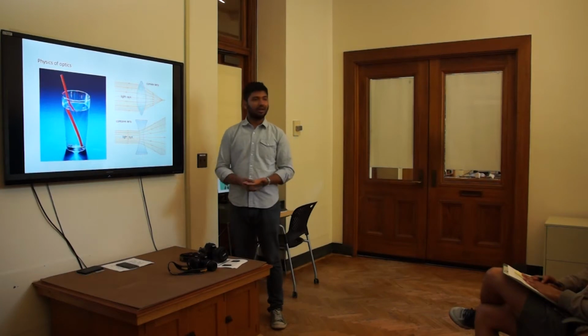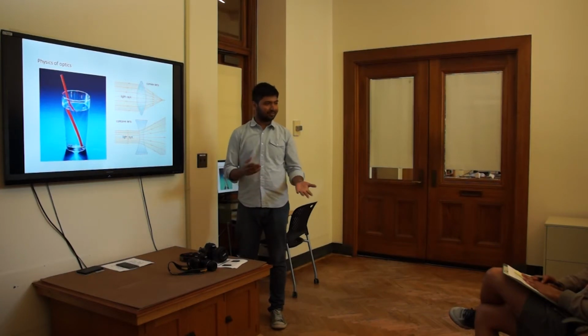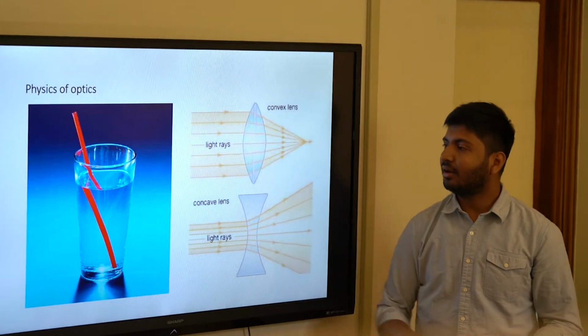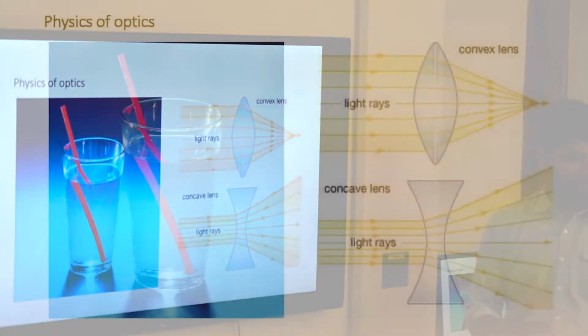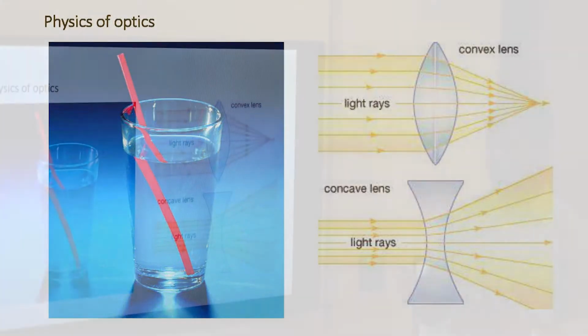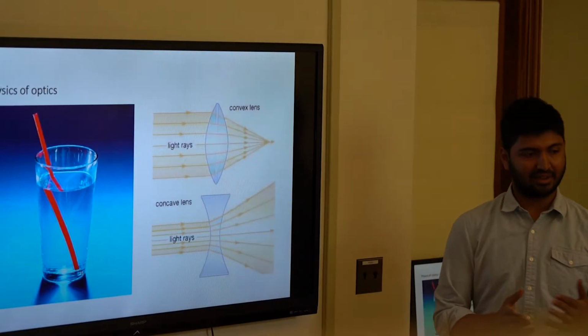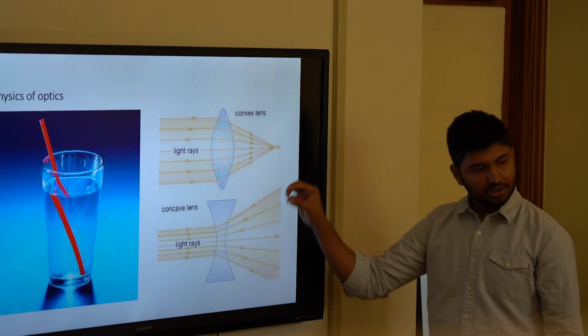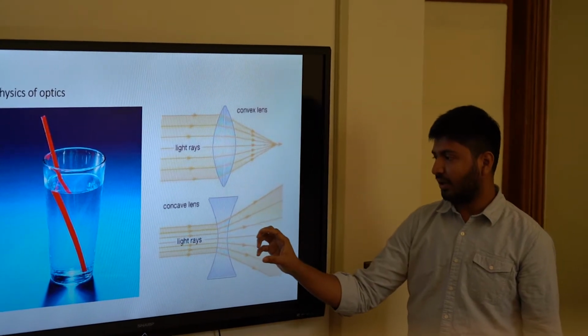So as you all know, light refracts in different mediums, just like the one in that picture in water, and the same principle is used in camera optics. Depending on the shape of the lens, light refracts in different ways. Say in convex, light rays converge, and in concave, it diverges.